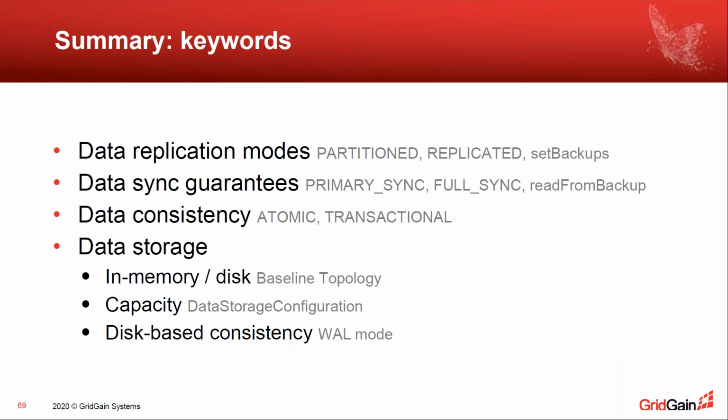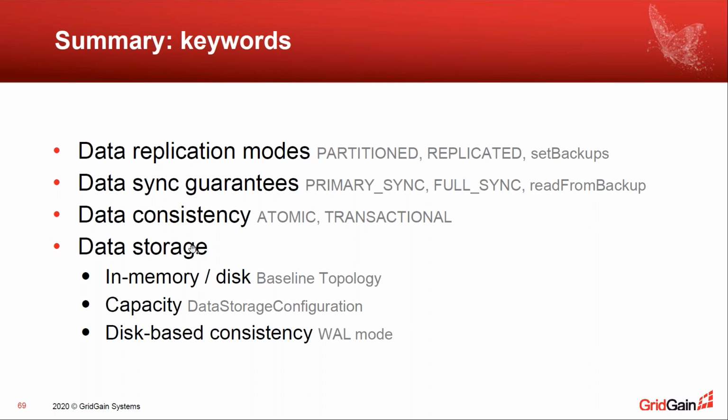As a summary, I want to show my agenda for today's presentation again, and also mention some keywords which can help you to understand differences in possible Ignite configurations and main terms required to configure your system. If we are talking about data replication modes, the main keywords are partitioned or replicated and set backups. For sync guarantees, you have to choose between primary sync or full sync. And regarding data consistency, there are two main options, atomic or transactional.